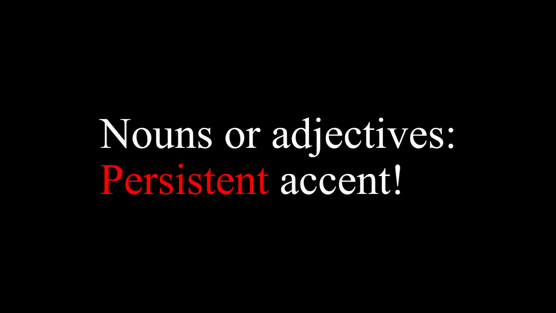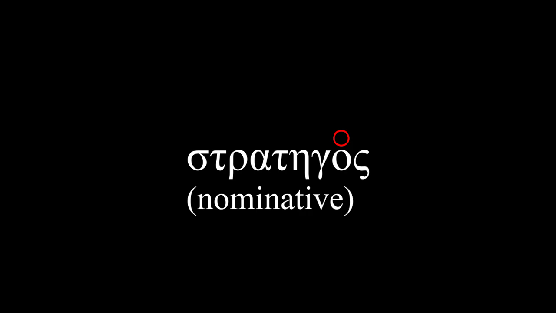That's the end of the new content for this lesson. Now, let's practice. The first round of exercises will deal with accent rules. Each of these words are nouns or adjectives which have their accent location marked. Choose which accent to use. This is strategos, meaning general. It is nominative here. Because the accent is on the ultima and the word is nominative, we should use an acute accent.